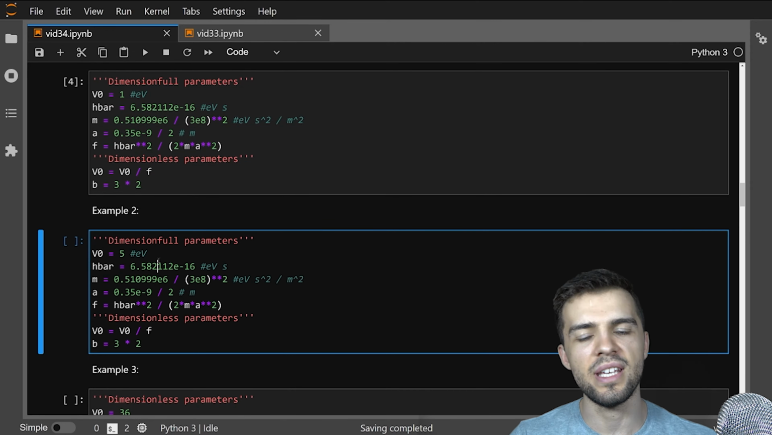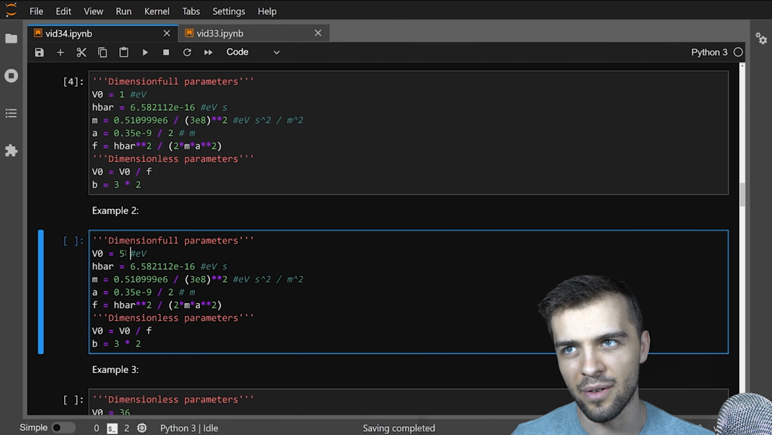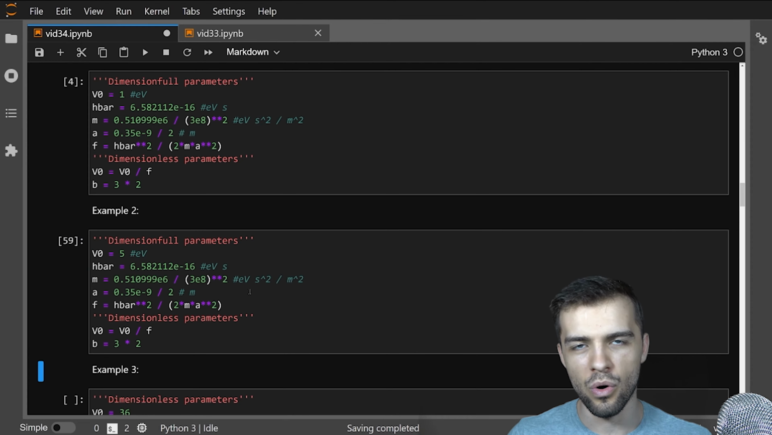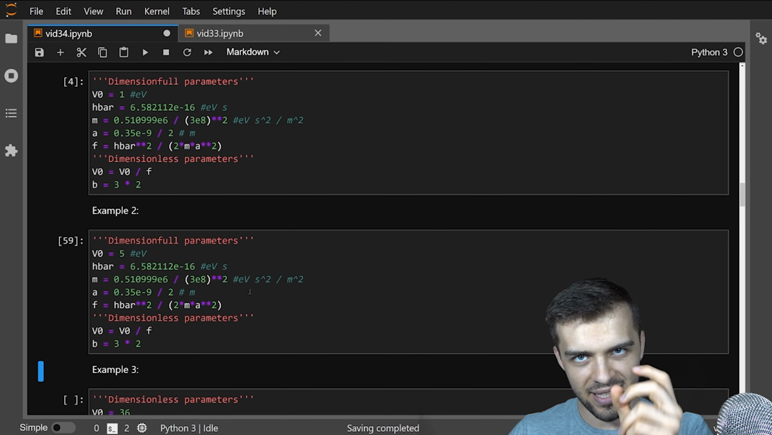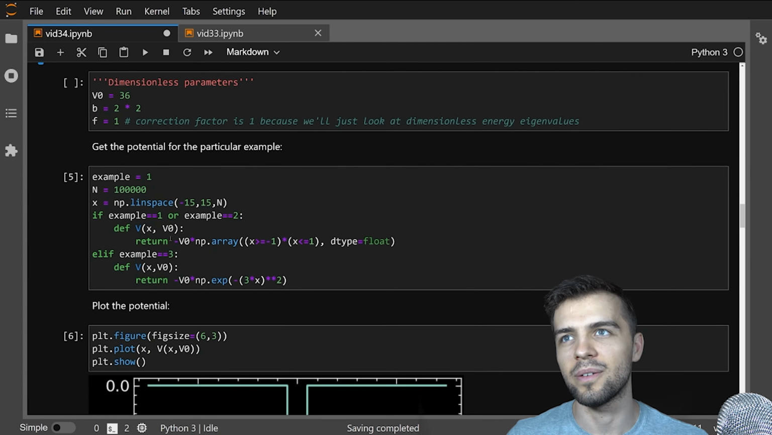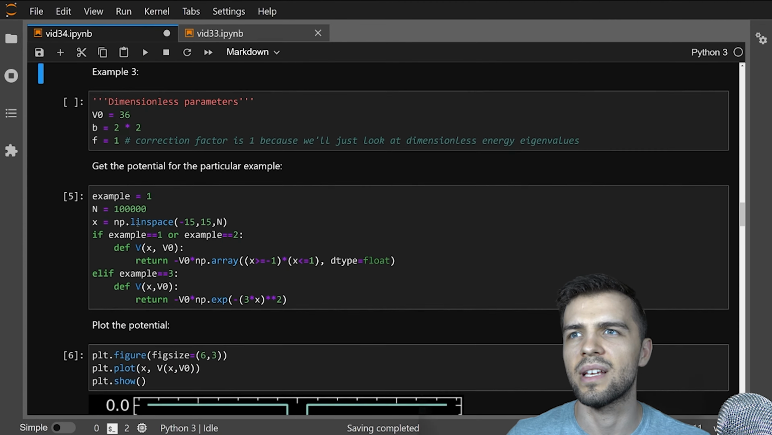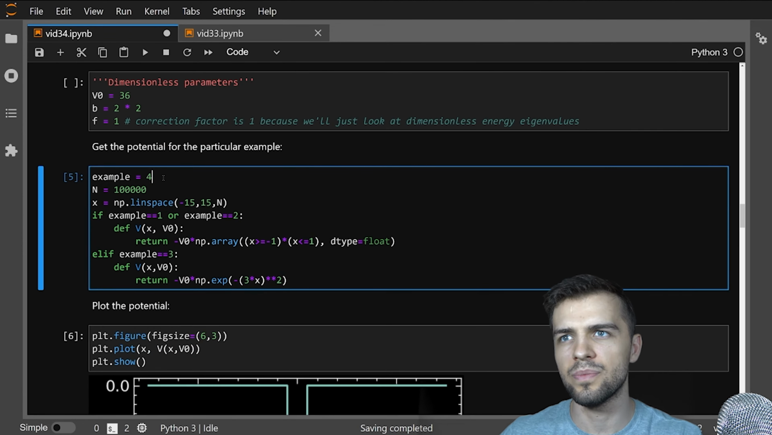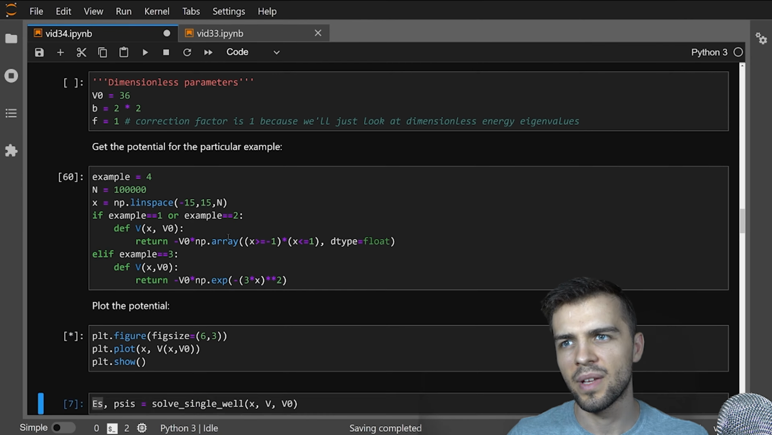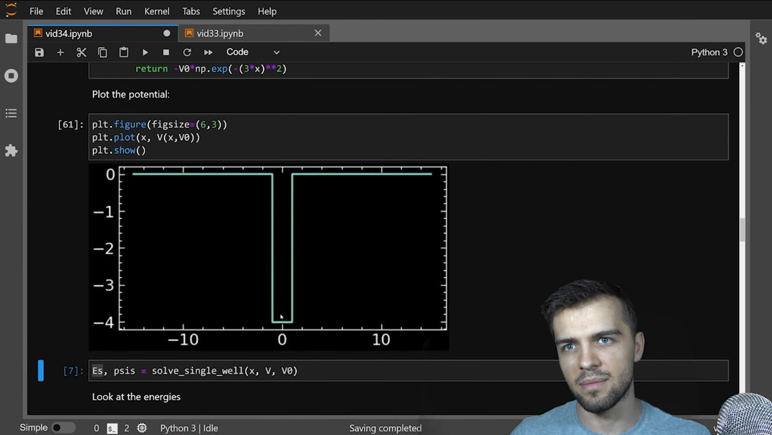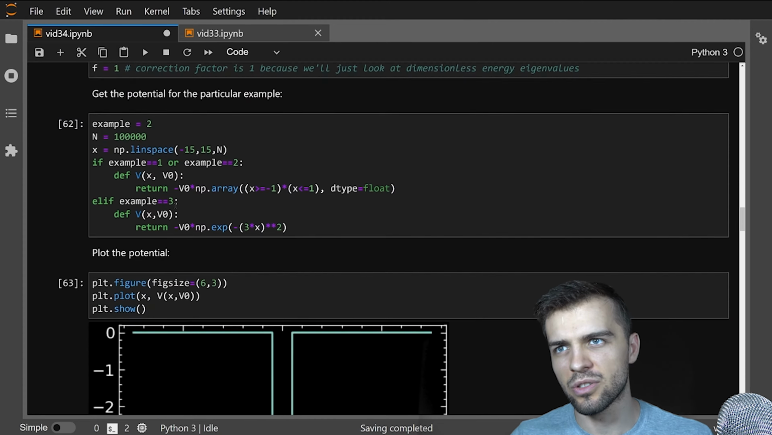So let's consider the second example. In this case, I have a 5 electron volt depth well. And so now I'll have more energy eigenstates, bound states in my well. So here I'm going to make sure I'm in example 2. It's still going to have this same potential. It's just slightly deeper. Now it's my dimensionless potential here.